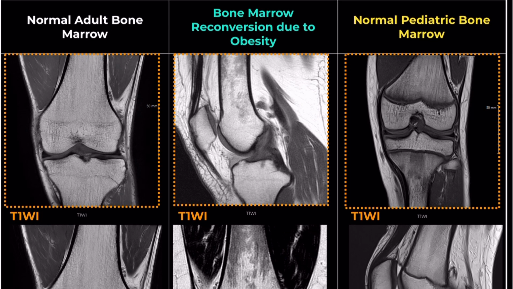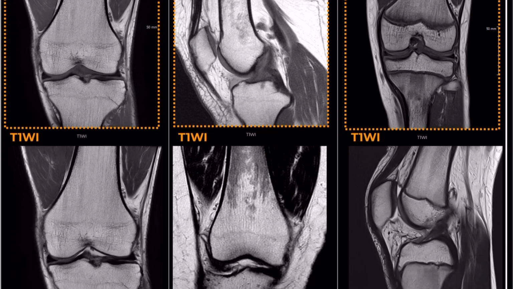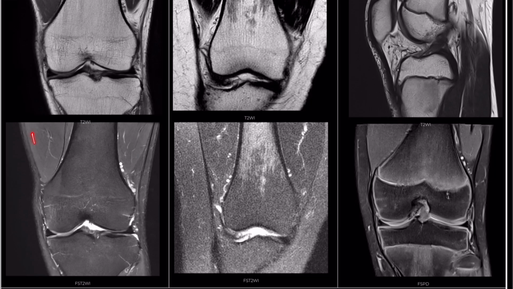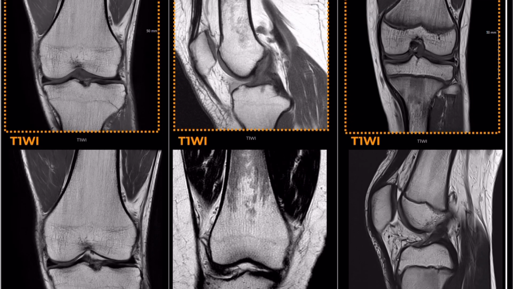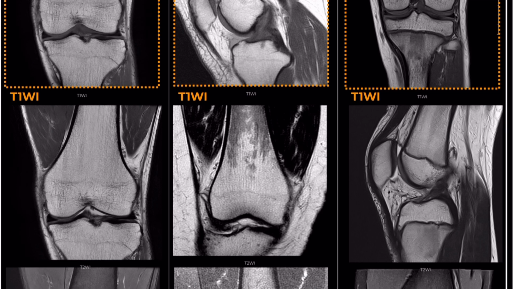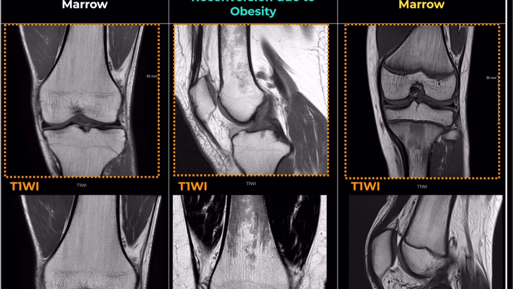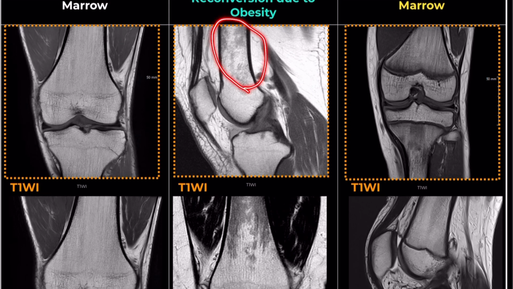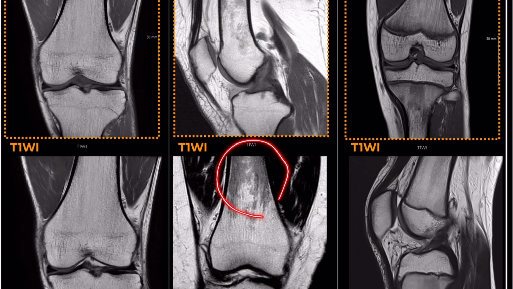In the leftmost column, we have what we typically see in an adult's normal knee MRI. This serves as our baseline for comparison. Moving to the middle column, we have an MRI of an overweight female's knee. This case demonstrates reconverted hematopoietic marrow in an adult, which can sometimes be mistaken for pathology.